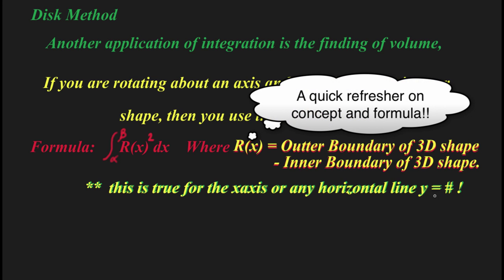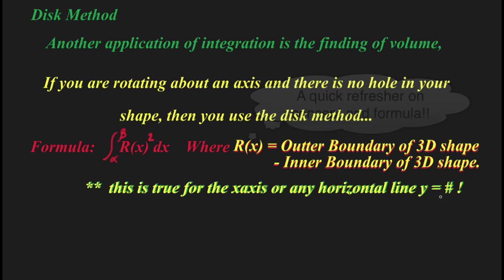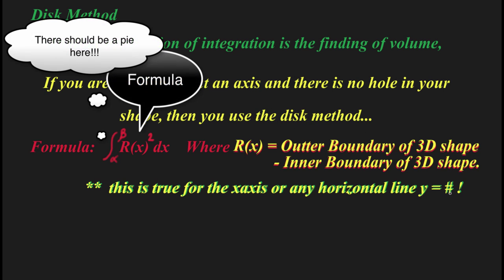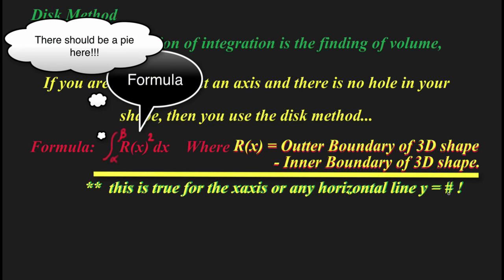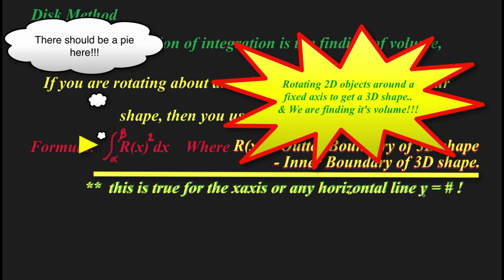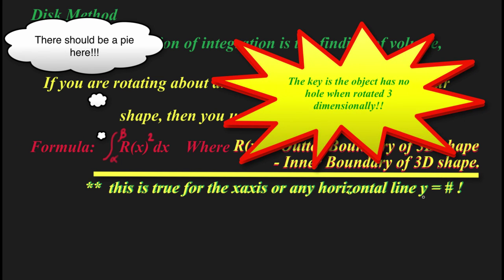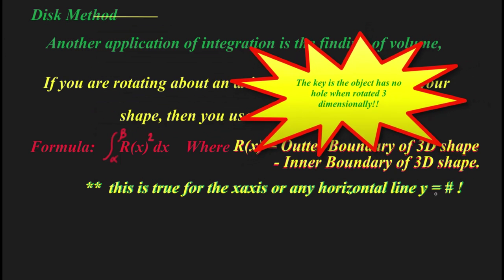We're going to be looking at an example of the disk method. The formula is here in red, the integral from alpha to beta of R(x) squared dx. There's a pi missing there. There should be a pi there. Basically, anytime you rotate a 2D object to get a 3D object and there's no hole on the interior of the 3D object, that's when you use the disk method. Alright, so here's the example.